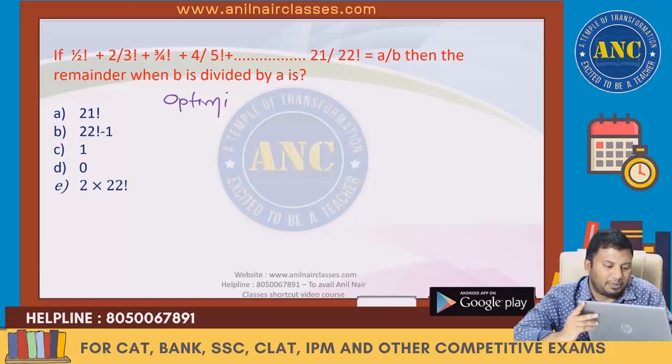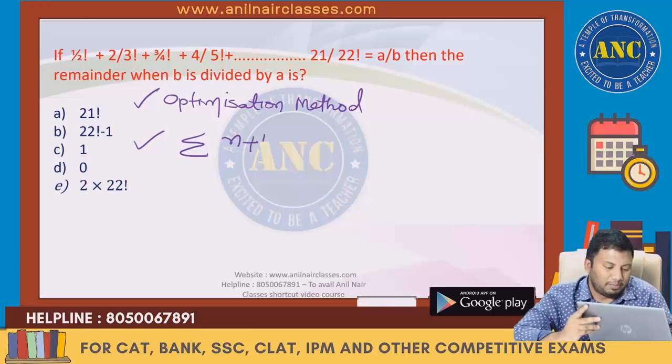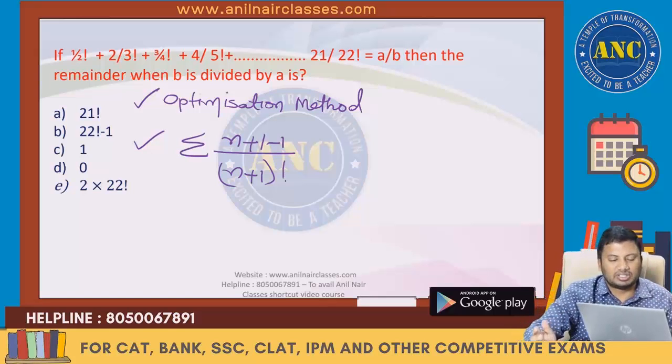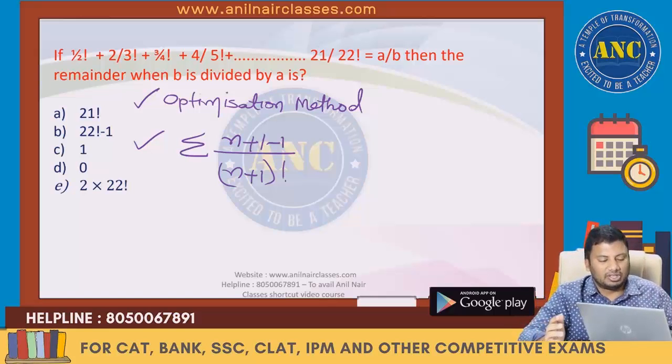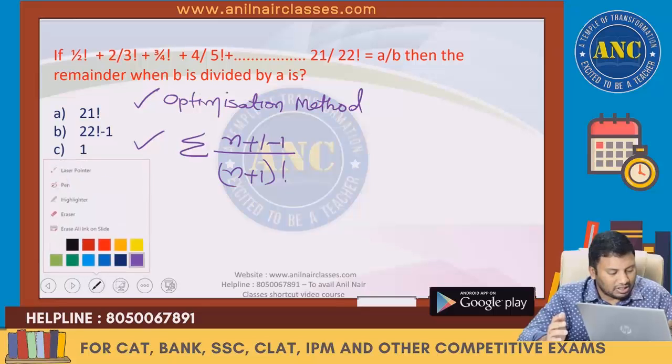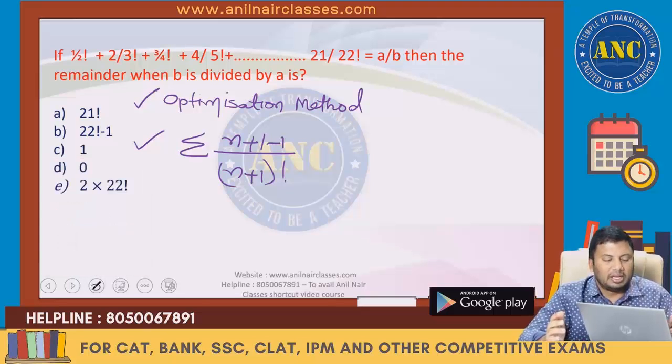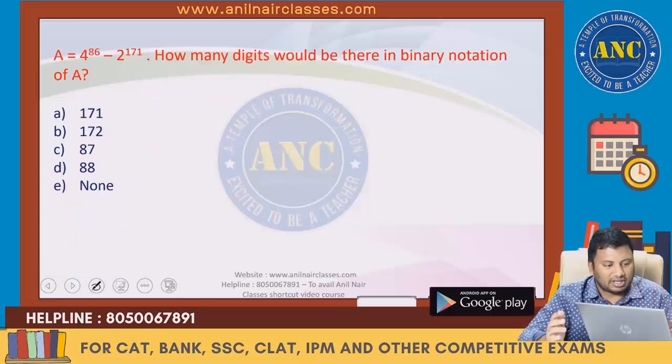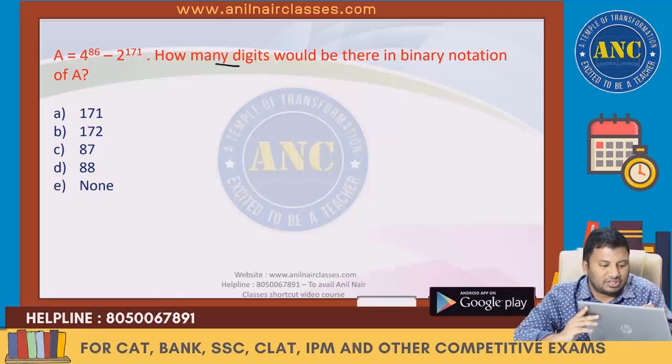Right, we discussed two methods. One is optimization method, and another thing is write down it as n plus 1 minus 1 divided by n plus 1 factorial. Two methods yesterday we discussed, optimization method and n plus 1 minus 1 divided by n plus 1 factorial. Next one, number of digits method.